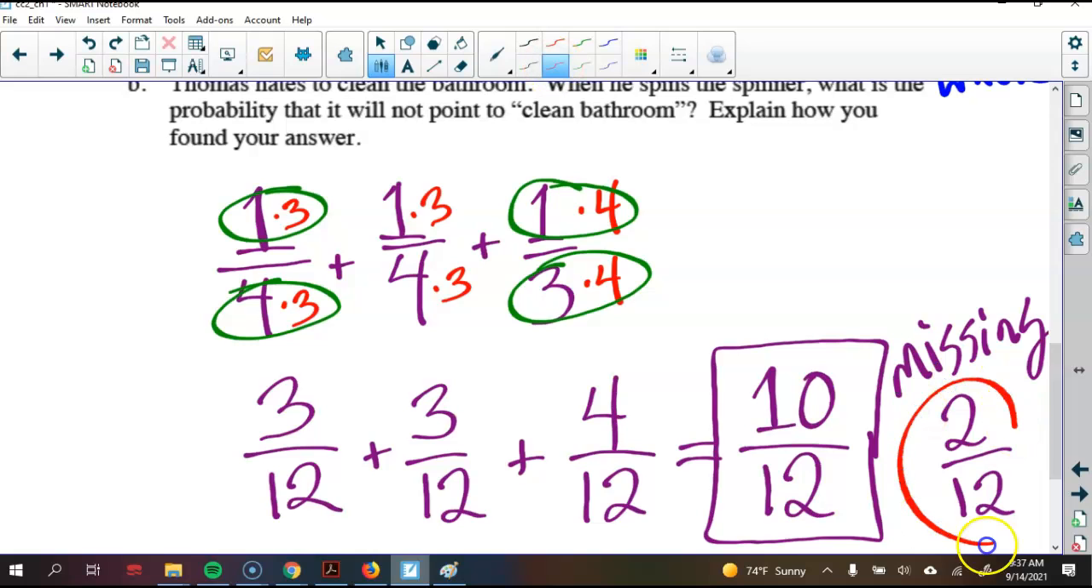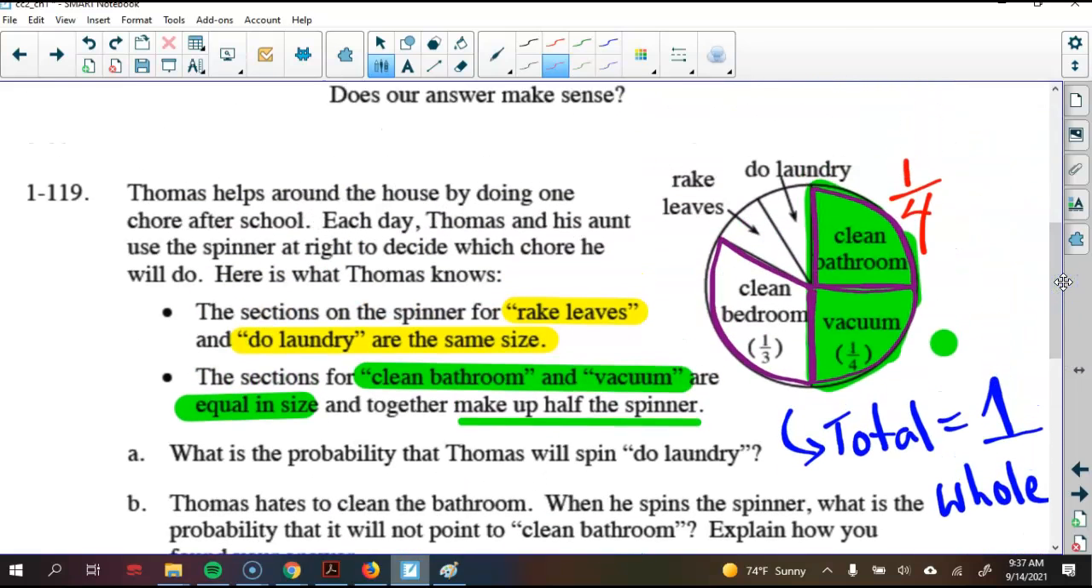Whoa, Aiden was taking us home. So Aiden, talk me through the rest. Okay, so the problem is doing laundry. So we now have 2/12, but since leave breaks and leaves are the same, they both might be 1/12. So this section is 2/12 because Aiden said that's what we're missing.